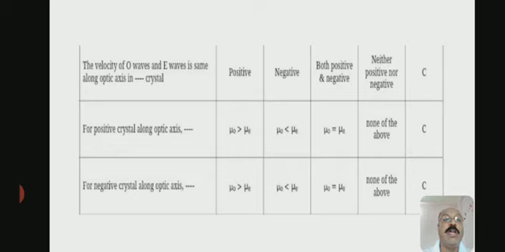The velocity of ordinary wave and extraordinary wave is the same along the optic axis in which crystal? Both positive and negative crystals. For a positive crystal along the optic axis, the option C: mu o is equal to mu e, and the refractive index of the ordinary ray is equal to the refractive index of the extraordinary ray. For a negative crystal along the optic axis, the same, mu o is equal to mu e.